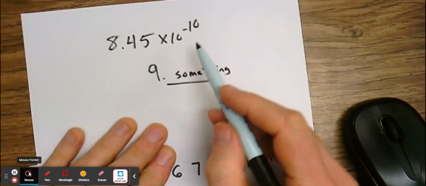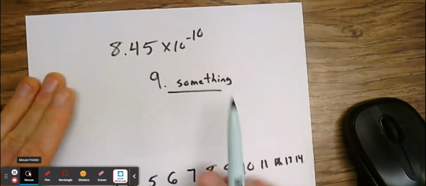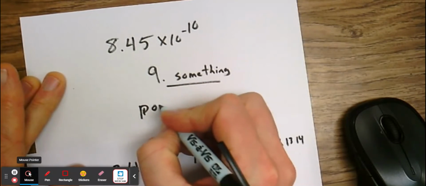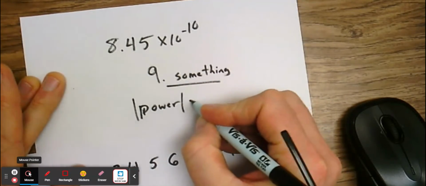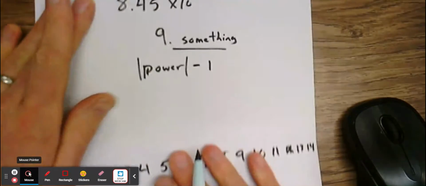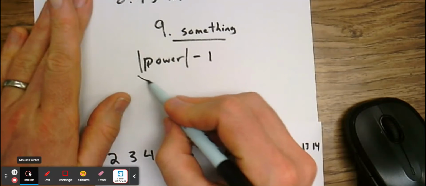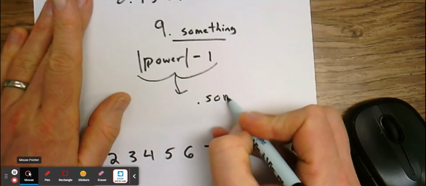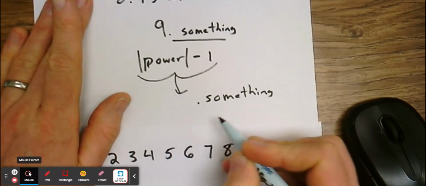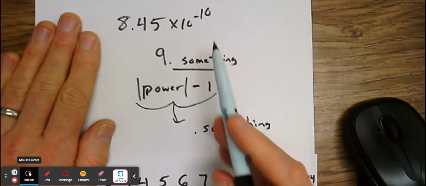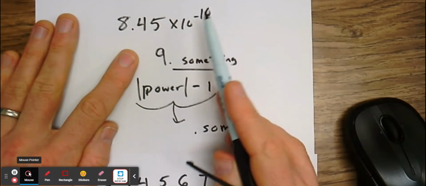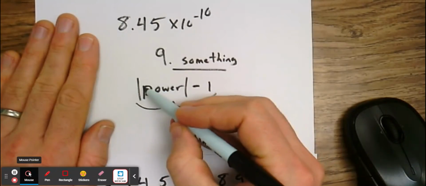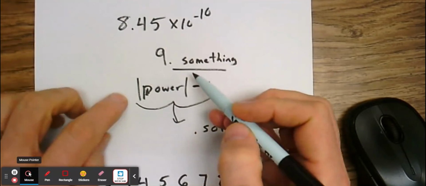To really figure it out, I'd have to do the negative log of this, and I don't know my negative logs off the top of my head. So to do this one, it's the absolute value of the power, minus 1, and then it's point something. So I take this, I see that, and I'm going to subtract 1 from this. It's going to be 9 point something, as I predicted. So in general, the formula is your power minus 1, and then point something.